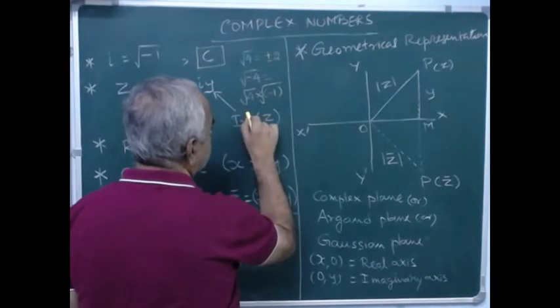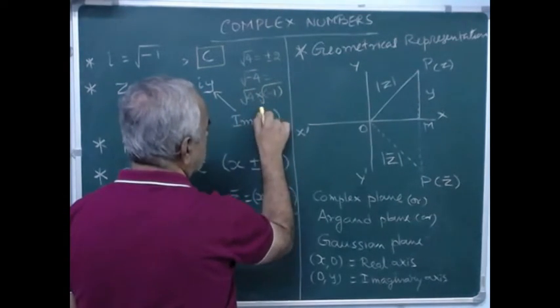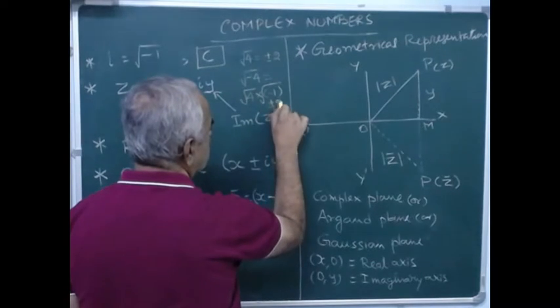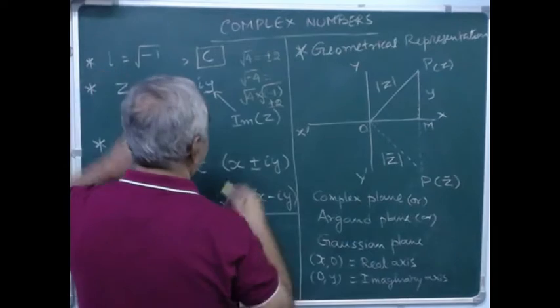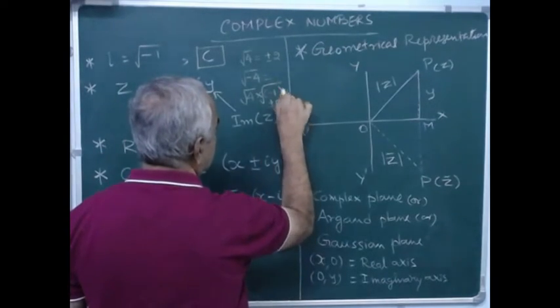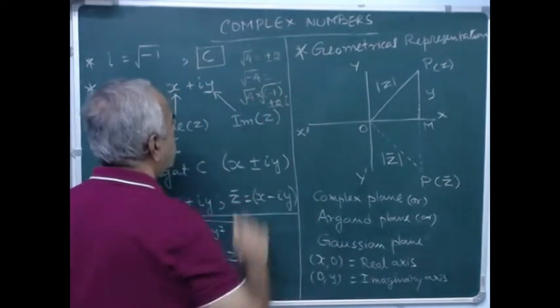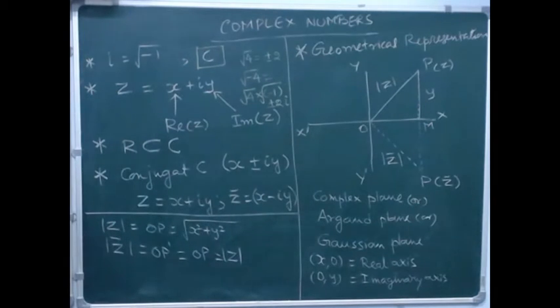Therefore, root of 4 is plus or minus 2, and the square root of minus 1 is given as i, that is the imaginary number. Okay, so i is equal to square root of minus 1.